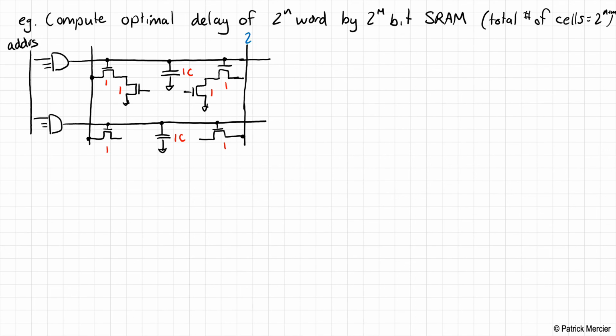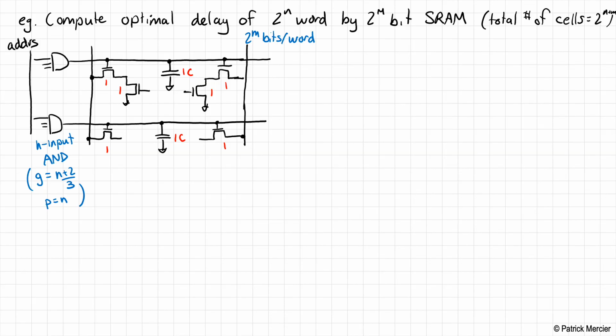Now remember, there's 2 to the m bits per word, and this has to be an n input AND gate. Now, if you'll recall, for an AND gate, G is equal to n plus 2 over 3, and P is equal to n. Okay, before we can compute an optimal delay, let's just take a step back and think, how are we going to even do this?